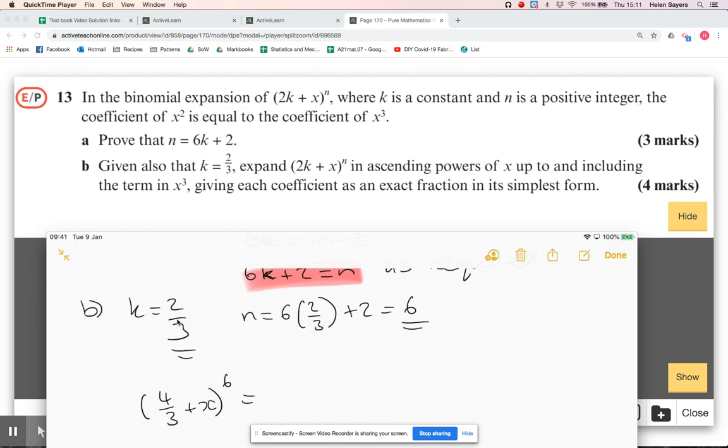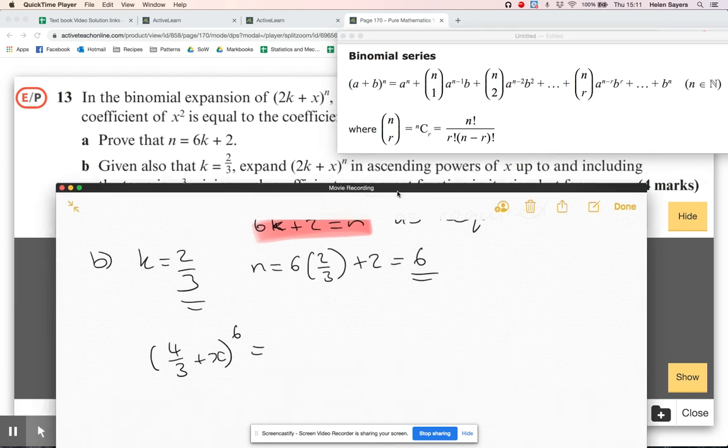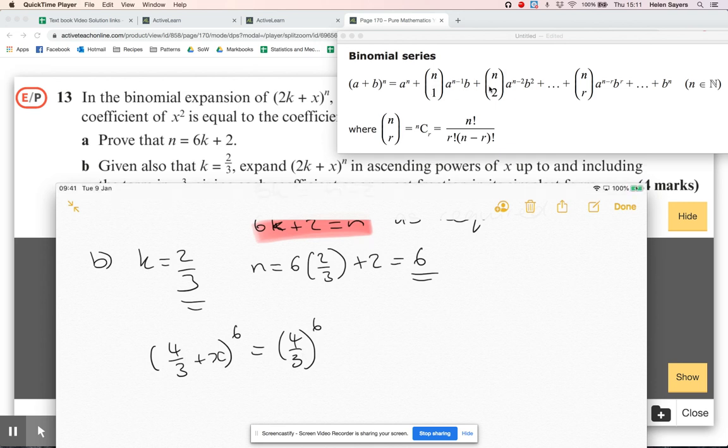Hopefully we don't need to keep looking at the formula for this type of question, but let's have it up just in case. So it's going to be a to the power of n. Be really careful to make sure your fractions are fractions and you're using the right notation for nCr. So that's a to the power of n, my first term. And then it's going to be plus n choose 1. The power of a is going to reduce by 1, and I will have my first x term.